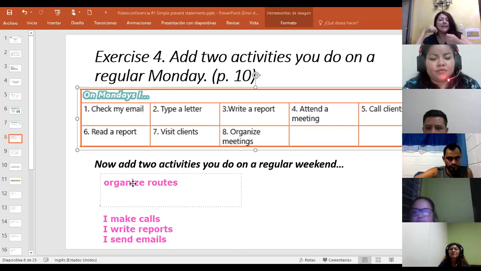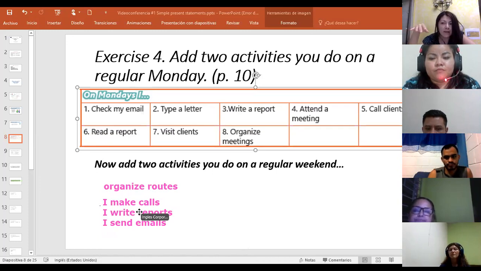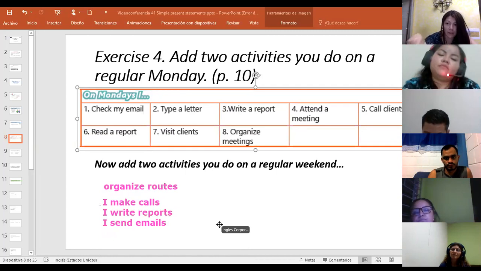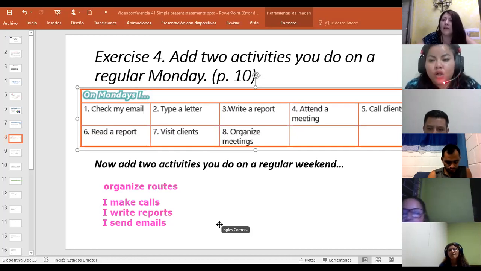For example, what is the difference between I make calls or I do calls? When do you use make and when do you use do? For example, when you say, I do the homework, you can use do as a verb. In this case, you are not going to say do calls. You are always going to say make calls. The difference is that with make you can use your hands to do the activity, right? I make calls, I make the dinner, I make the breakfast.